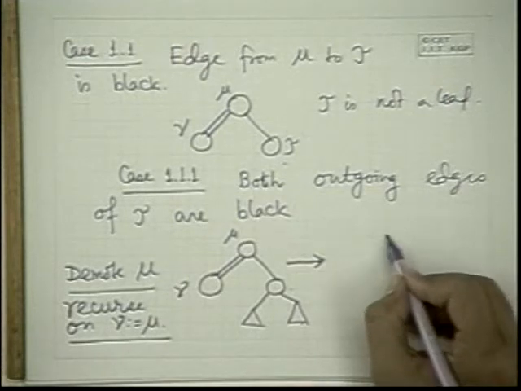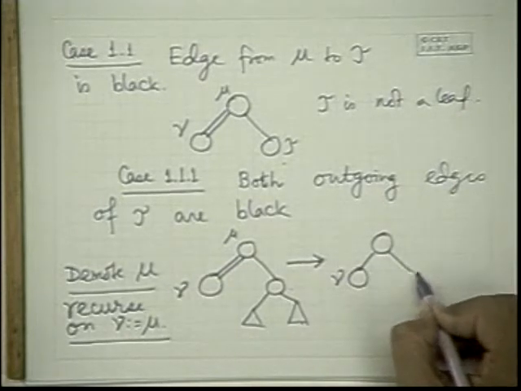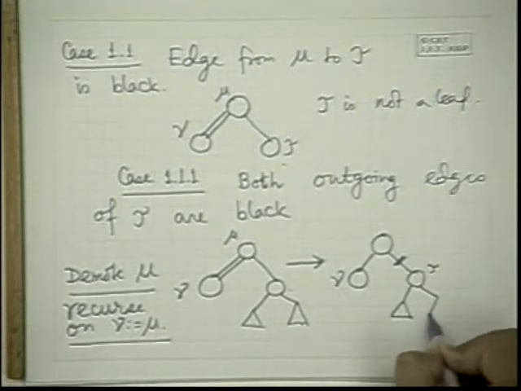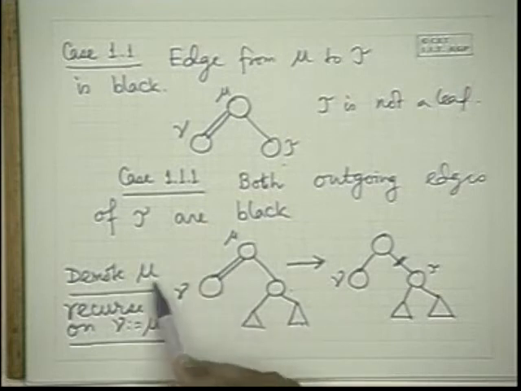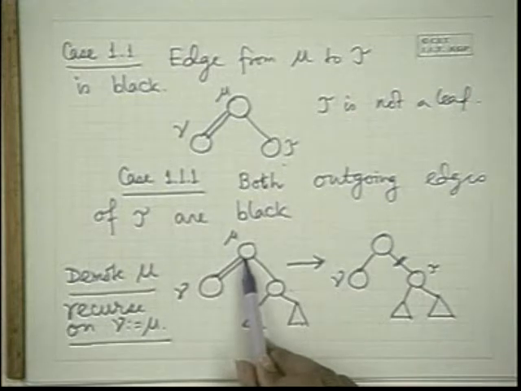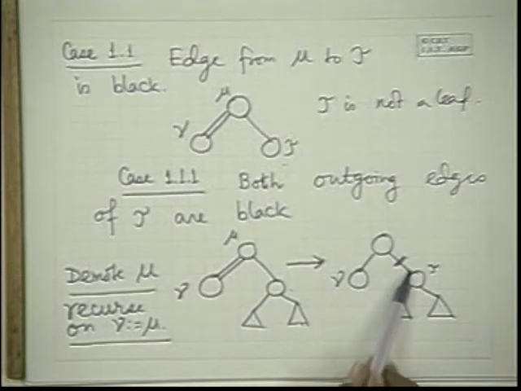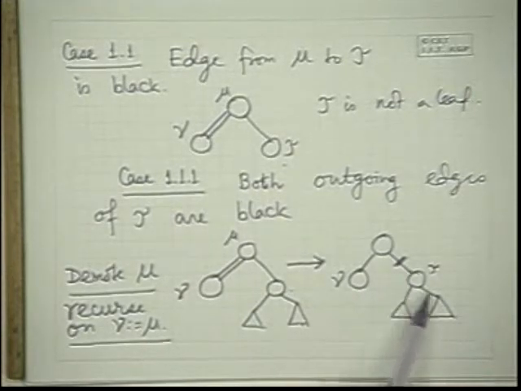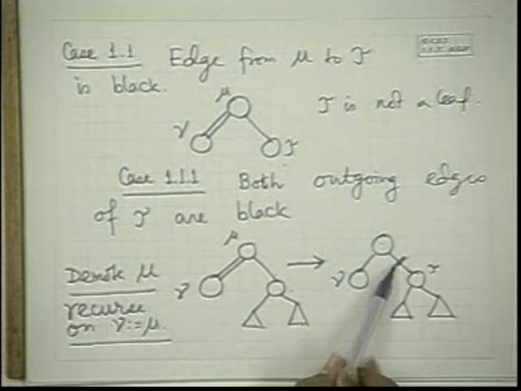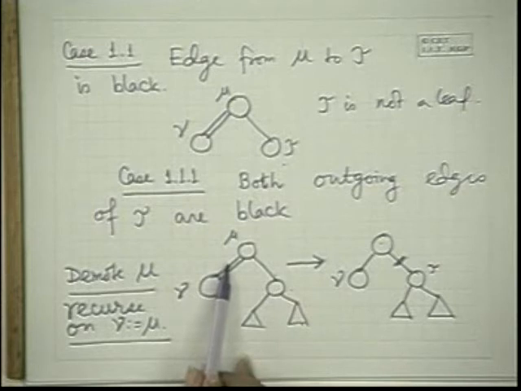So what do we mean by that? I'll just tell you. This becomes nu. Basically, by demoting mu, it means the black height of mu is decreased by 1. See what we did? This one was black, that I made to be red. Both were black. Why did I do it? Because I wanted to take care of this double black. So I want to make it a single black.